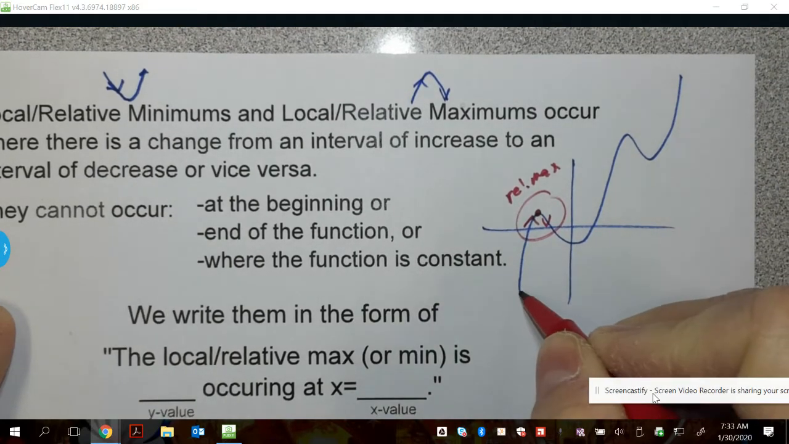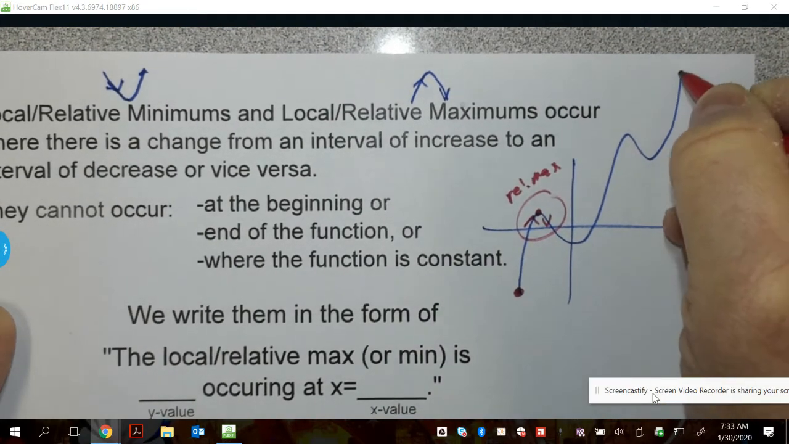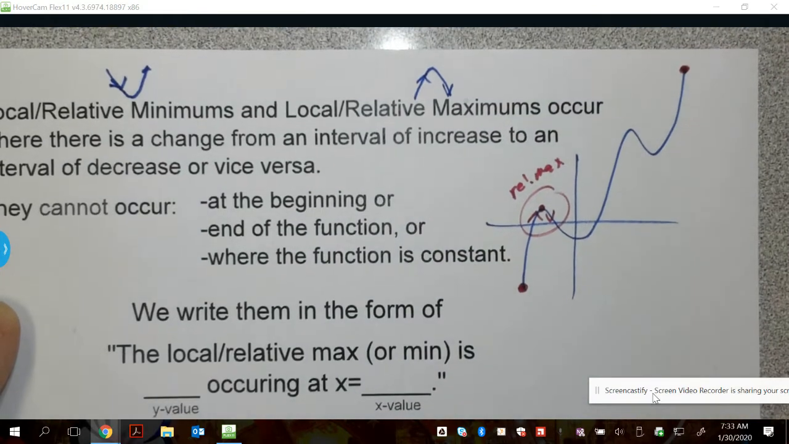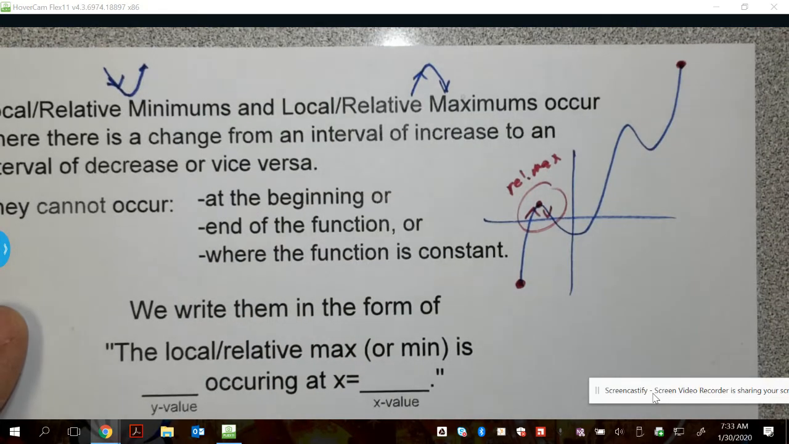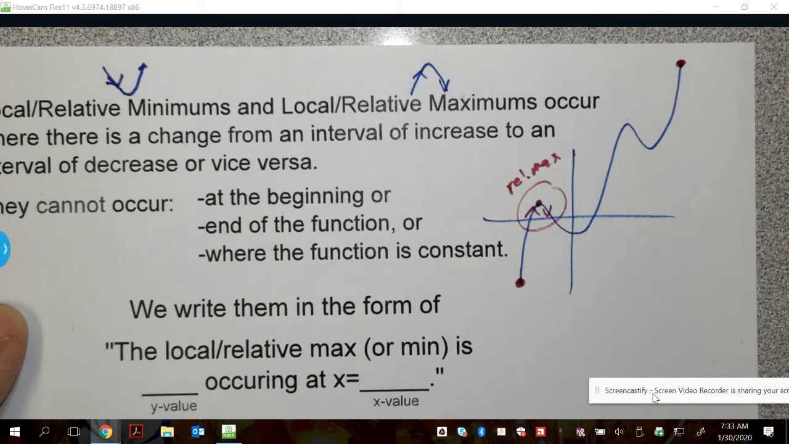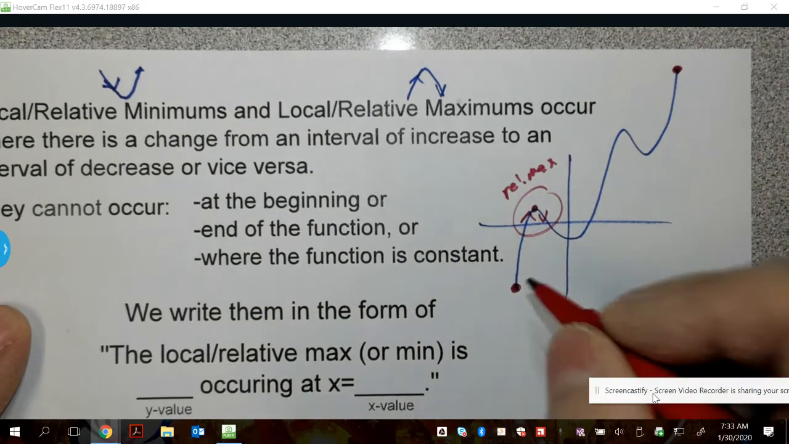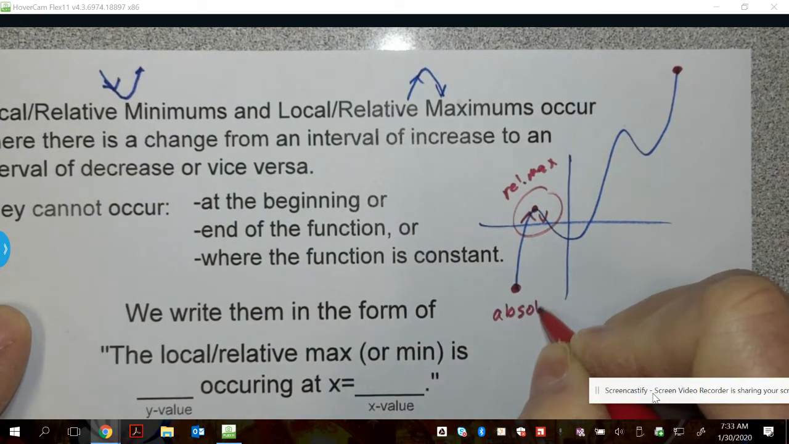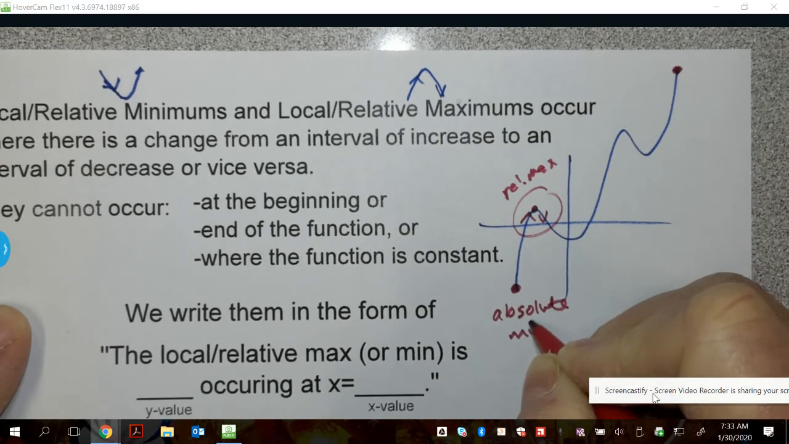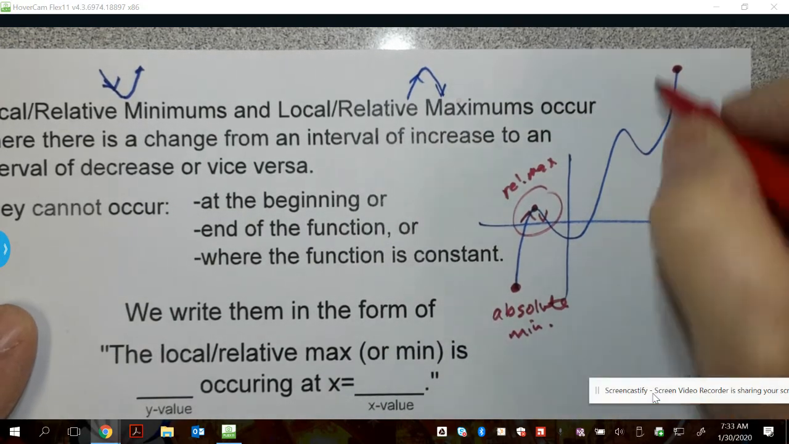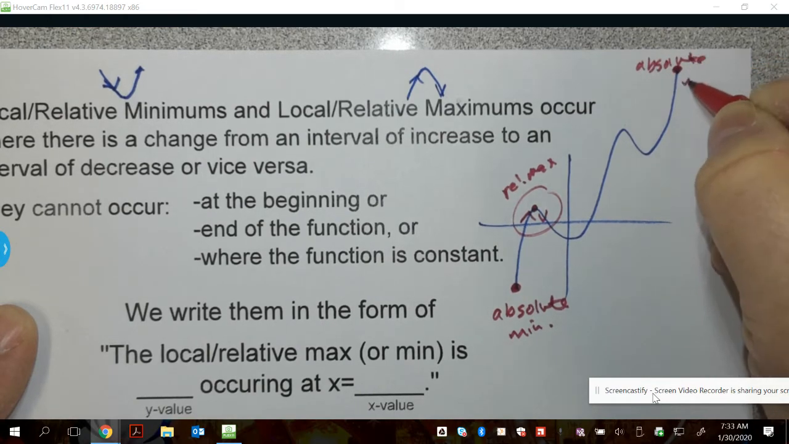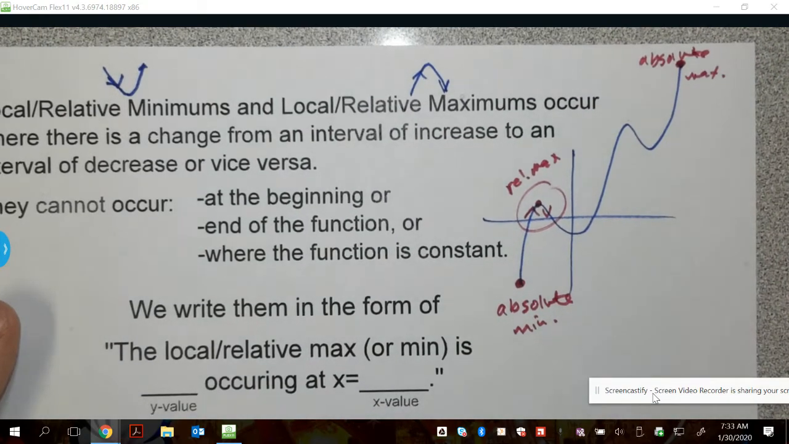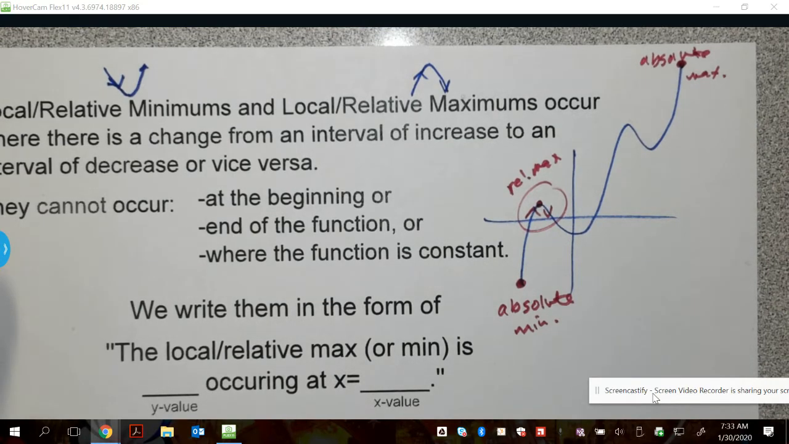Now, this is going to have an endpoint, and this is going to be an endpoint like this. So if you're looking at all of the points between those two endpoints, is there an absolute maximum point and an absolute minimum point? Yeah. Is this the absolute minimum? Is this the absolute maximum? Got it?